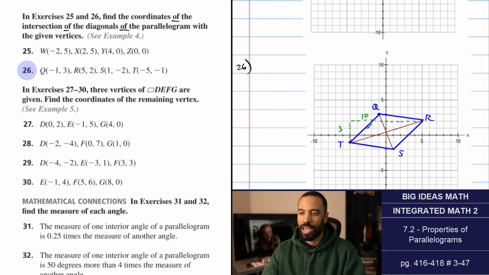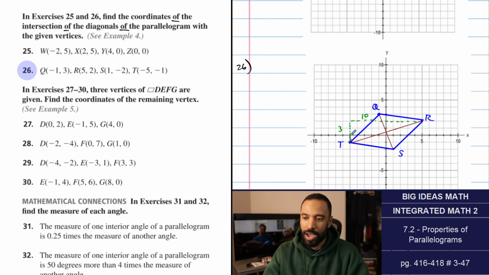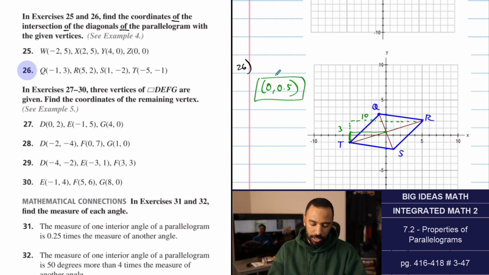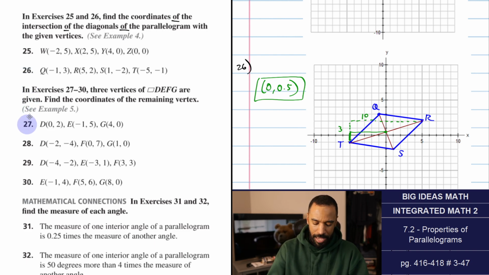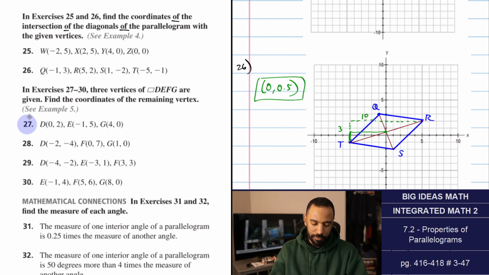Rise 3, run 10. We have to do half of those. Let's rise 1.5 and run half of 10, which is 5. Yes, that'll be at 0, 0.5. That'll be the midpoint of those things. Notice I'm not doing a massive calculation with that. Counting is fine. They both kind of refer to the same thing. I'm doing half the distances instead of averaging my values, though. That's the difference between the two, and it's a fine one.